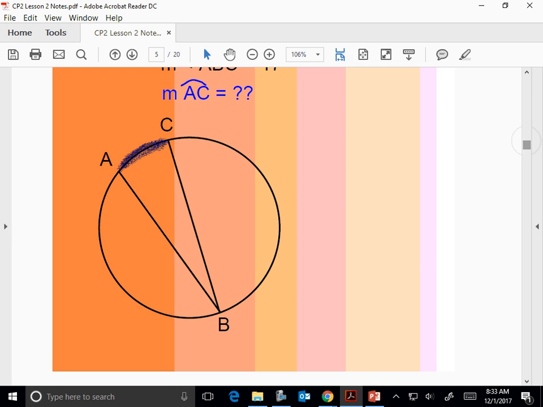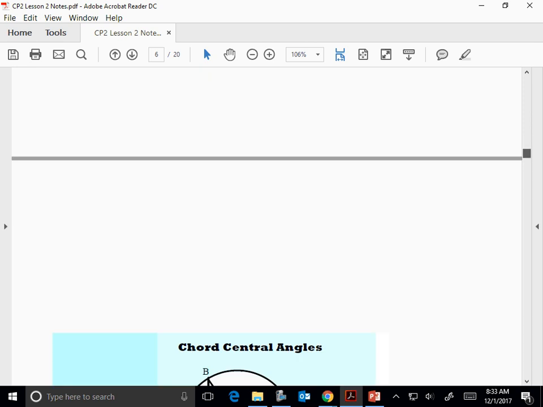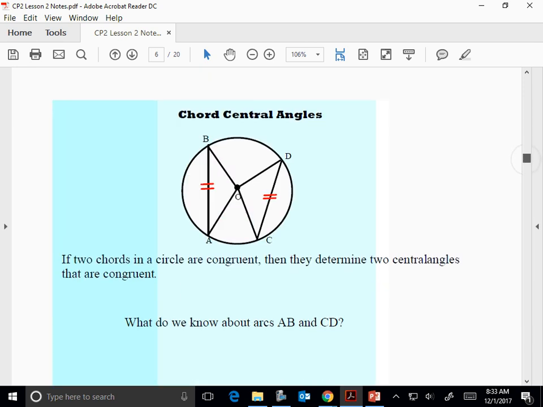All right, if the measure of angle ABC here is 17, is that a central angle or inscribed angle? Inscribed. So what would the measure of arc AC be? Yeah, double that, 34. Okay, can you multiply by 2 or divide by 2? I think you can. That's all we're doing in this portion of the lesson.